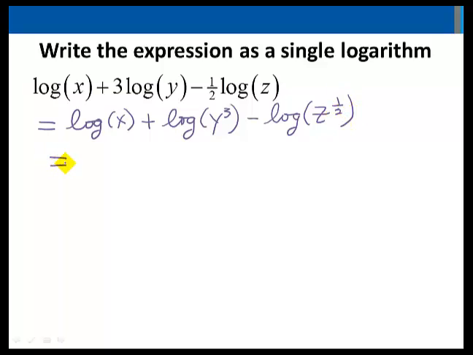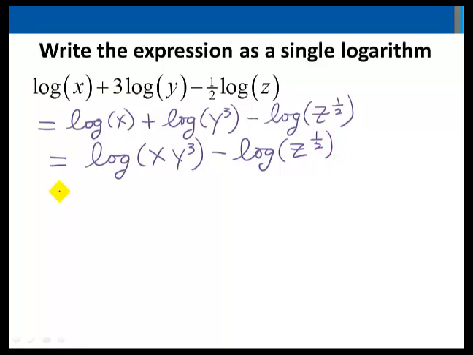Log x plus log of y cubed is equal to the log of x times y cubed, and I'll finish off with a quotient rule. I will write this as log of x y cubed over z to the 1/2, which I will actually write as a square root of z. Okay.